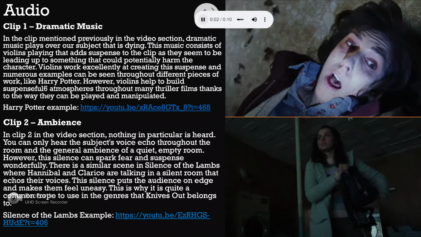And lastly, the audio contained tropes much more closely related with this genre, like dramatic music to build up tension and silence to heighten an audience's awareness.